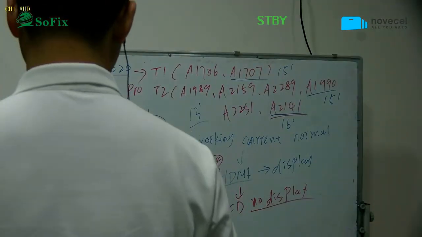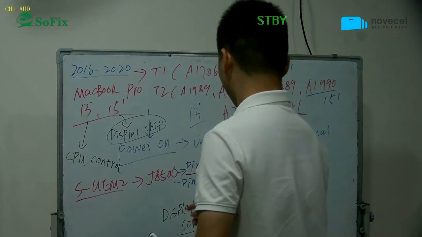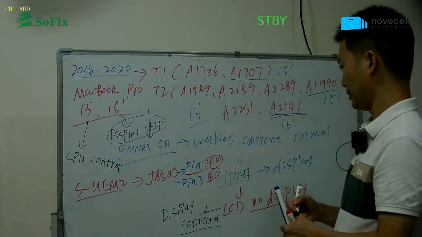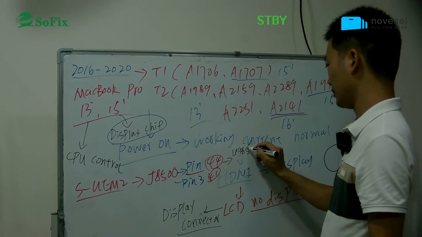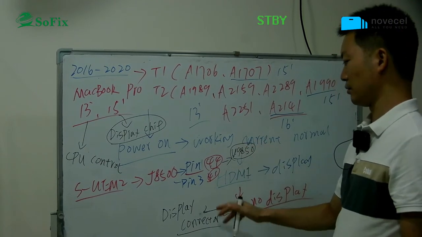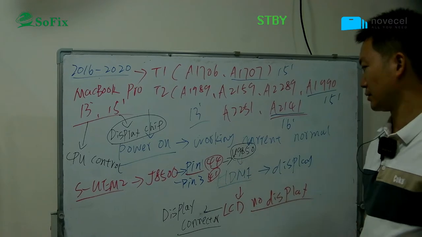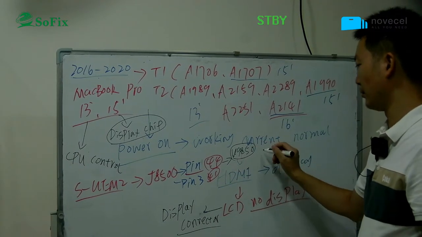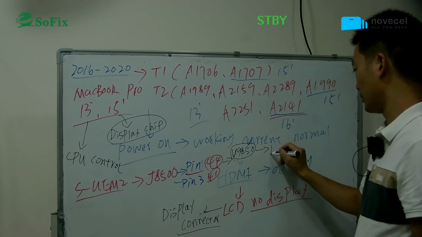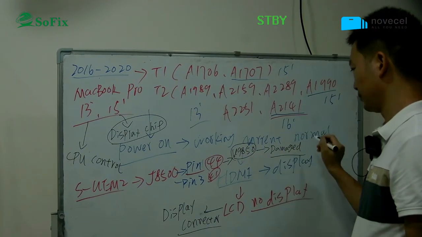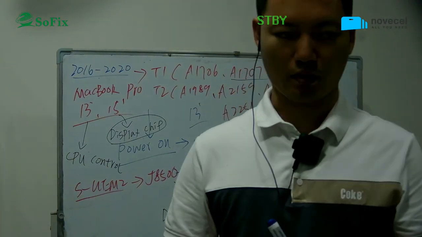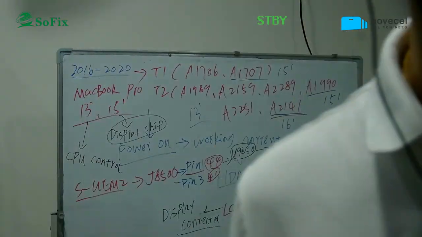Okay, so this one connects to this IC, U9850. Pin 1 and pin 3, okay, together connect to this one. So the problem maybe this IC damage. Okay, so now you continue, see the video.